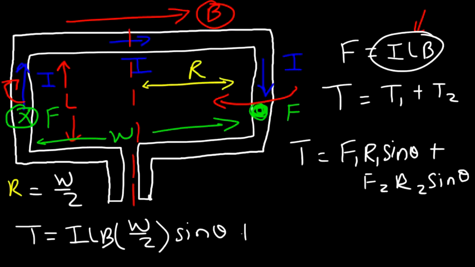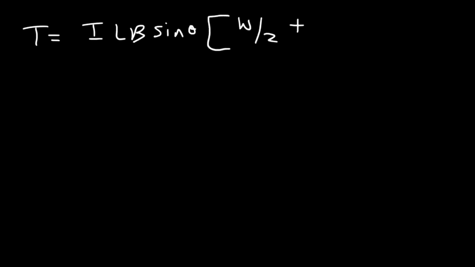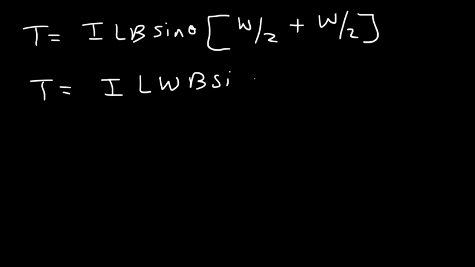And then T2 is going to be the same thing. It's the same current times the same length. They both have the same length. They're both exposed to the same magnetic field. And R1 and R2 are the same. So we no longer need this picture. What I'm going to do is factor out ILB and sine theta. So T is ILB sine theta times W over 2 plus W over 2. Half plus half is a whole. So T is equal to ILW B sine theta.